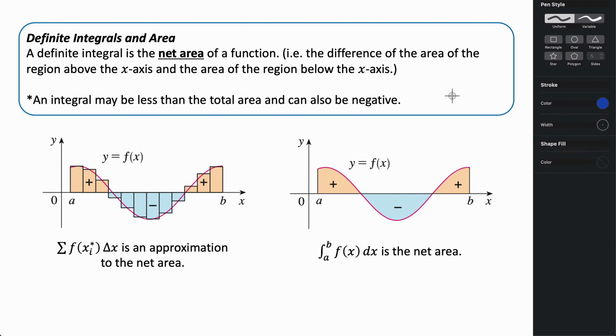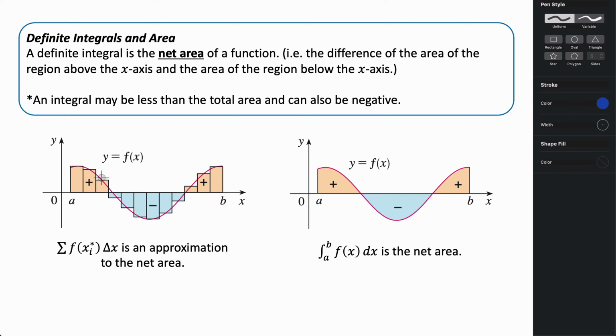Okay, so when we're defining a definite integral and we're talking about the area, the definite integral actually represents something called the net area. Basically, you can have positive and negative areas, and whether an area is positive or negative is all based on its location in the graph relative to the x-axis.